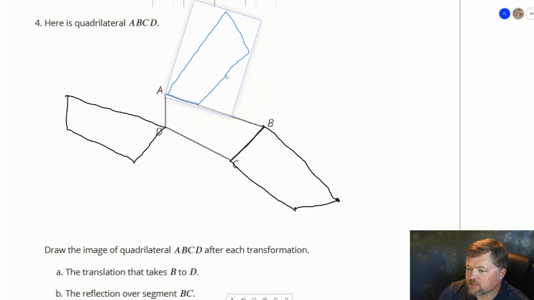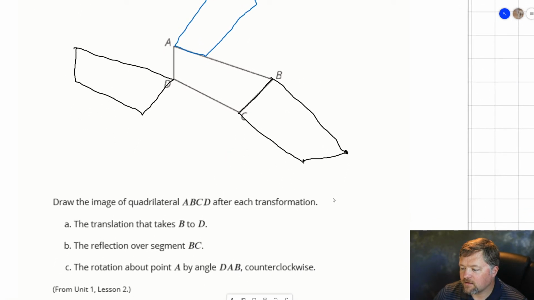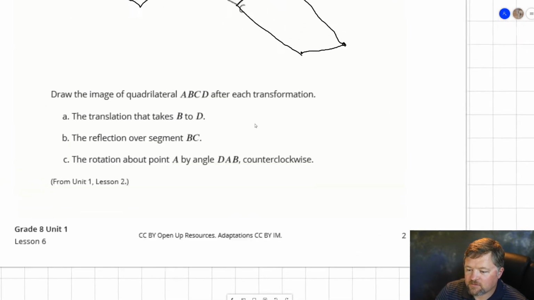This would be much easier if it let me rotate around a specific point. But there you go. That is a counterclockwise rotation. We rotated this part to here, which means we rotated this angle, angle DAB. Is our last question right?